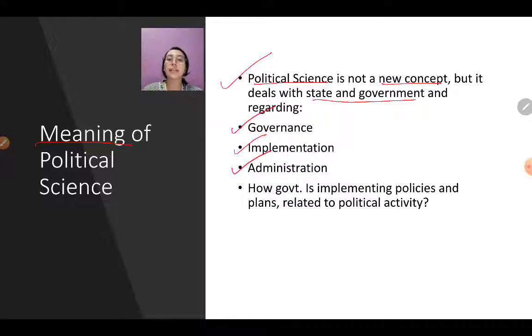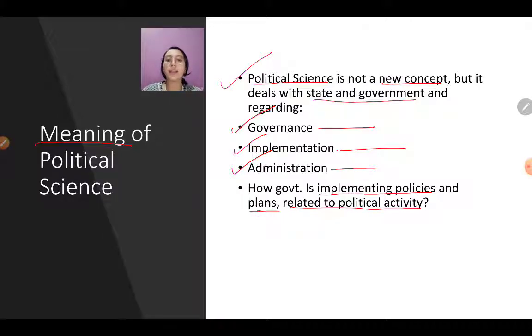So political science always deals with state and government regarding the matters of governance, implementation of policies and plans, and administration. Administration means there are so many branches that we require in a state. Everything has a different administrative level, so it requires these three things. So political science deals with governance, implementation, and administration of a particular state or country. It is about how government is implementing policies and plans related to political activity.